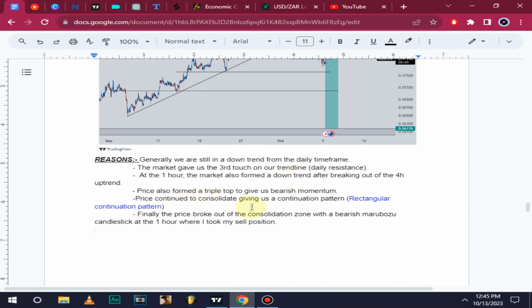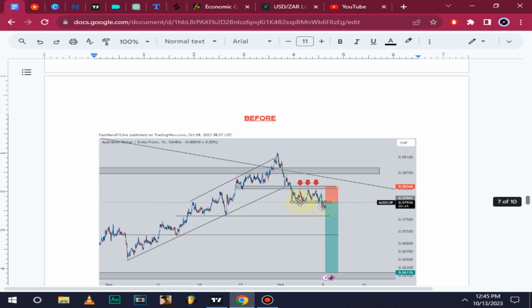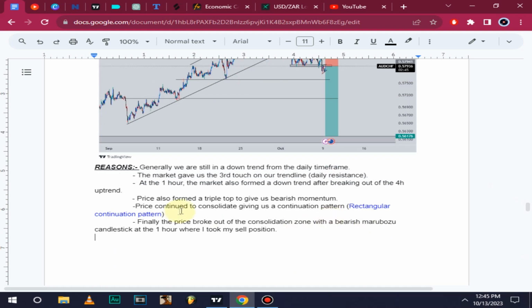At the 1 hour, the market also formed a downtrend after breaking out of the H4 uptrend. Then price also formed a triple top to give us a bearish momentum. Price continued to consolidate, giving us a continuation pattern, which was a rectangular continuation pattern, which I did identify. And then finally the price broke out of the consolidation zone with a bearish Marubozu candlestick at the 1 hour. I did take my sell entry position.